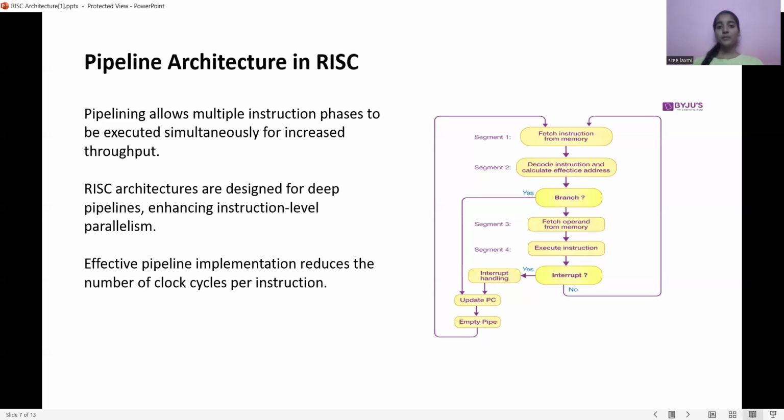There are some segments for pipeline architecture in RISC. Segment 1, fetch instruction from memory. Segment 2, decode instruction and calculate effective address. Segment 3, the branch, fetch operand from memory, then execute the instruction, then interrupt. Then segment 4, interrupt handling, update PC, and empty pipe. This empty pipe will fetch instruction from memory again and the process will continue.